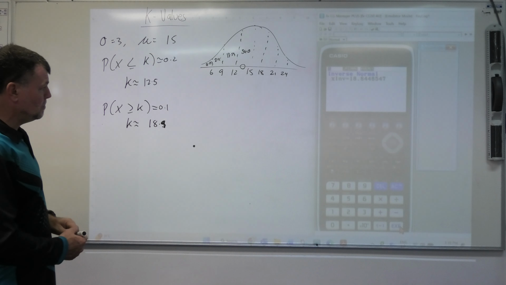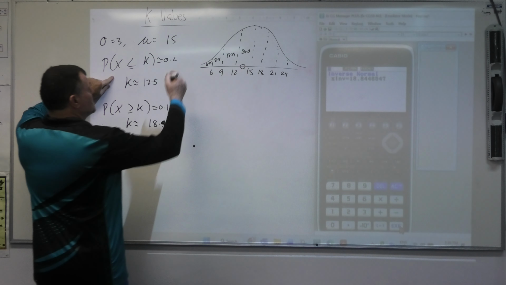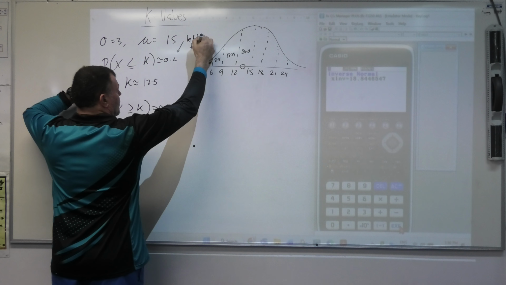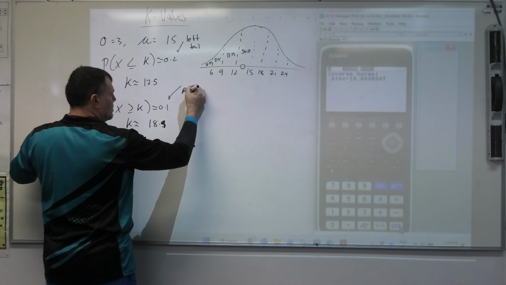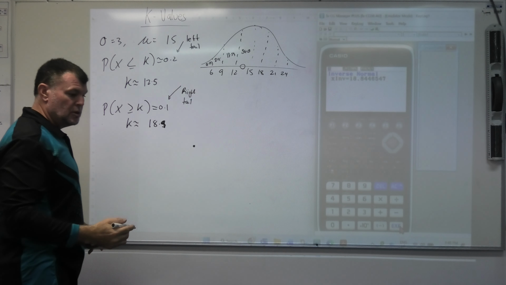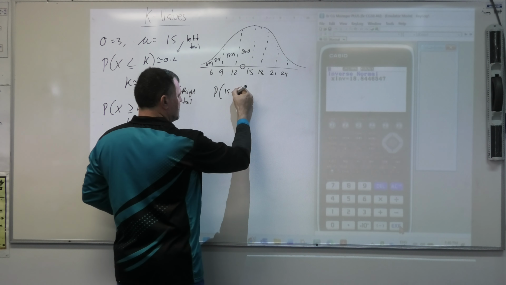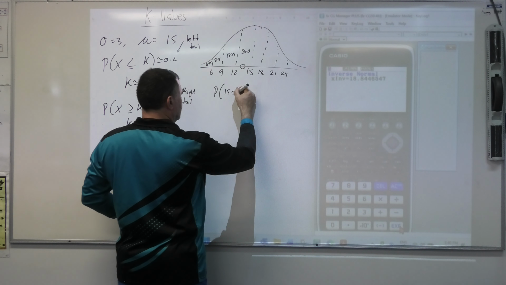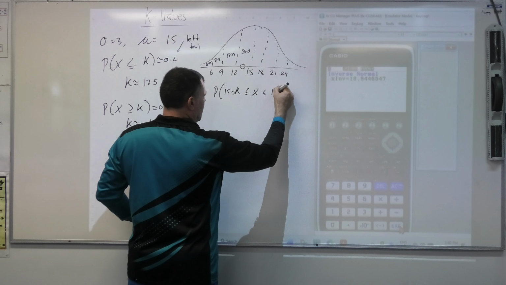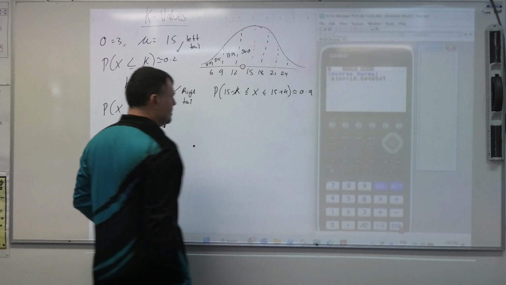Our last example is where we have a central kind of calculation. So this here is an example of a left tail. This here is an example of a right tail. Let's now have an example where we're looking at the probability of 15 minus k is less than or equal to x, which is less than or equal to 15 plus k, with an area of 0.9.